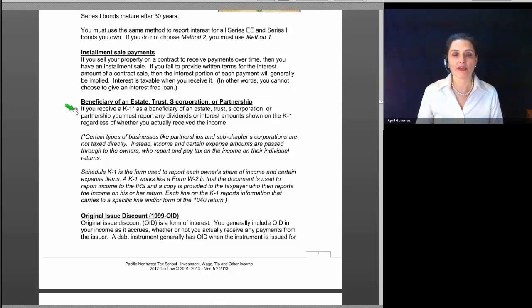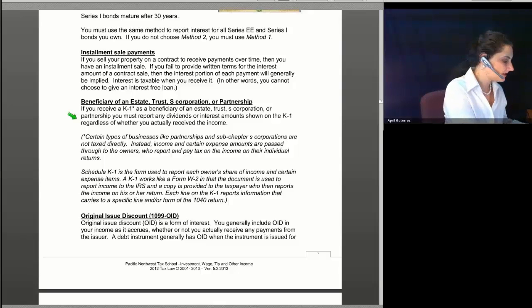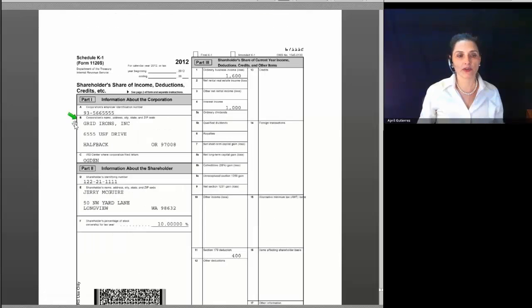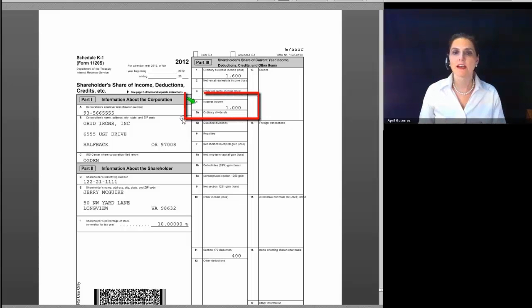So if you are a beneficiary of an estate, trust, S corporation, or partnership, you will typically receive a K-1. When you receive a K-1, and I do have a K-1 in this manual for you, it's near the end under our classwork and homework assignments. There's a K-1 for Gridirons, Inc. This particular K-1 is issued by an S corporation. You can see it says 1120S. And this K-1 is showing $1,000 of interest income being reported on line 4. If you have a K-1 reporting interest income, that interest income is going to carry to line 8 of the 1040.